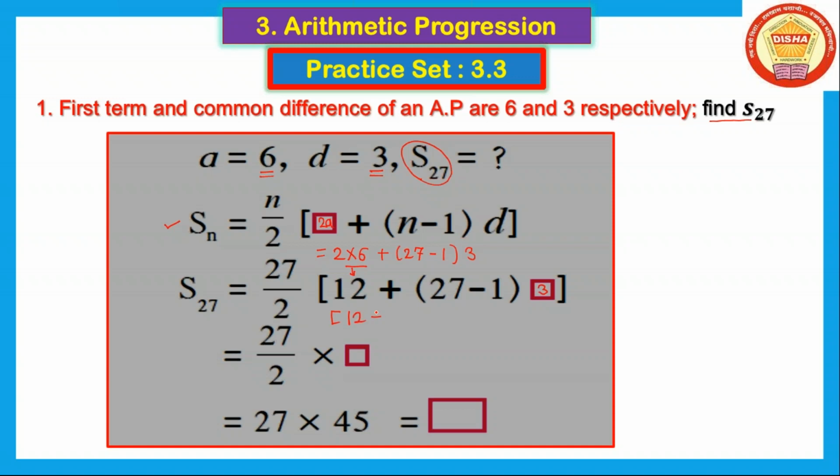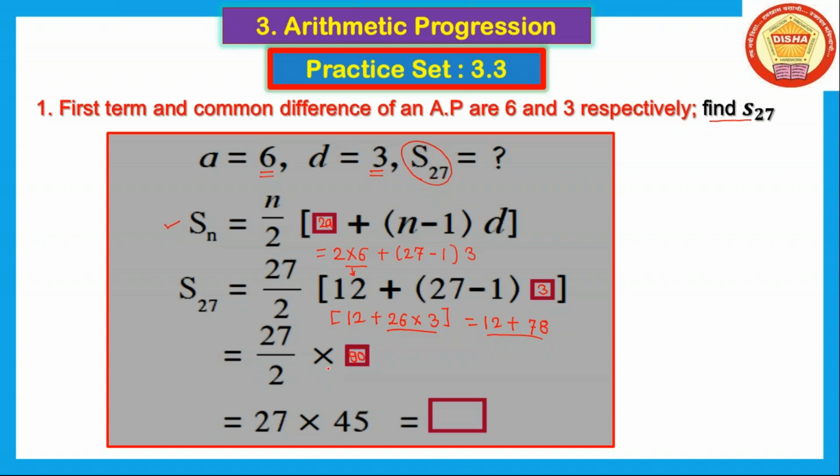12 plus 26 into 3. That is equal to 12 plus the multiplication of 26 into 3, which is 78. Then we do the addition in the next step: 27 upon 2 into the addition of 12 and 78, which is equal to 90. So we write in the box 90.